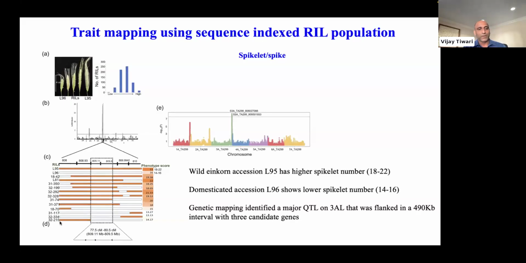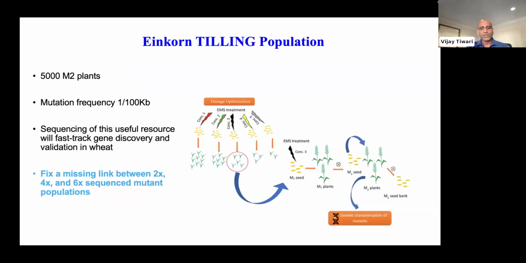When we look at it, we found that it is spanning about a 300 to 490 kb interval, and it has only 3 candidate genes. So we are looking at the translation of this locus in tetraploid and hexaploid wheat, and we are also doing editing for these targeted genes. So I showed you an example of how we are using a biparental population for trait discovery.